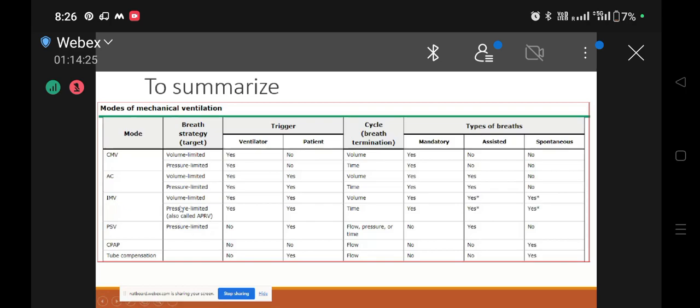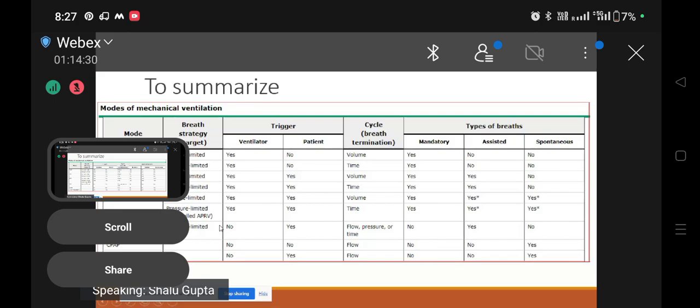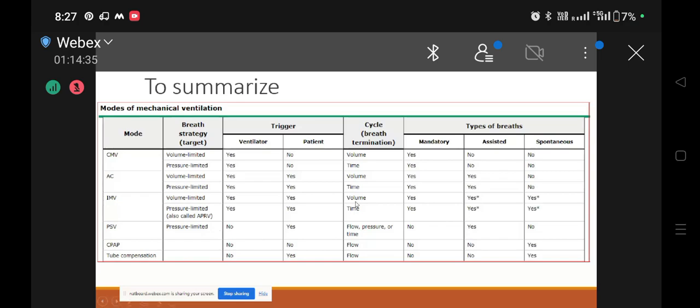And then finally the pressure support mode, where everything is pressure limited and patient oriented. It is triggered by the patient and terminated by flow, pressure, or time. And finally, there are a few other modes like CPAP. It is not exactly a ventilatory mode, but it is a mode which is available in most of the ventilators now, where we provide continuous positive airway pressure. And this is again a mode which is used in weaning processes.